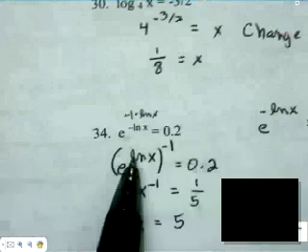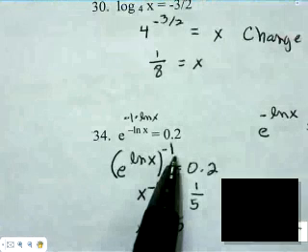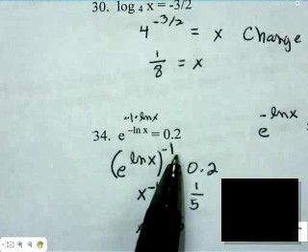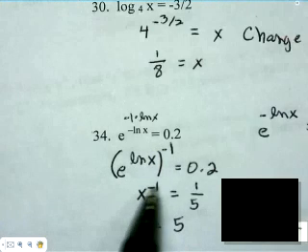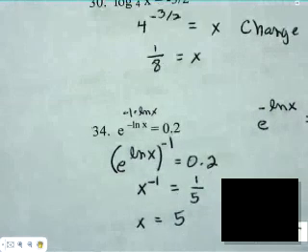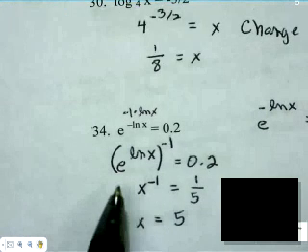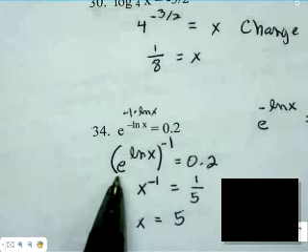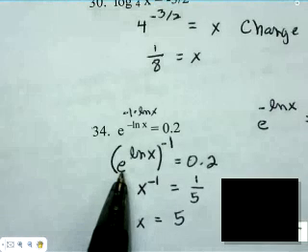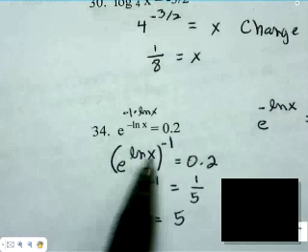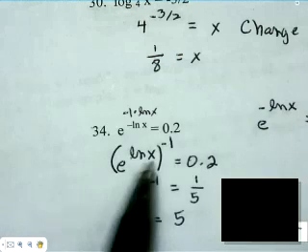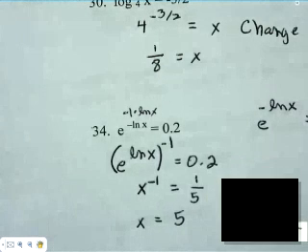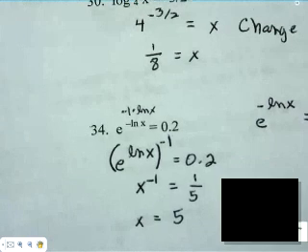Because this was something to the negative 1. This negative 1 is an exponent, that negative 1 is an exponent. Say that one more time, Sarah. Natural log of x was an exponent. x itself wasn't an exponent. All right.